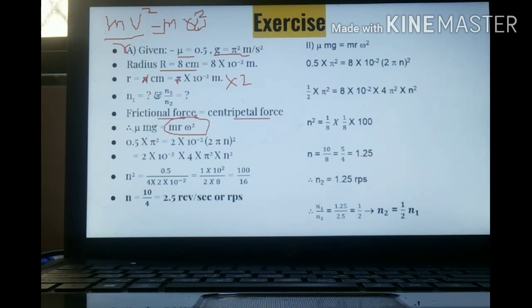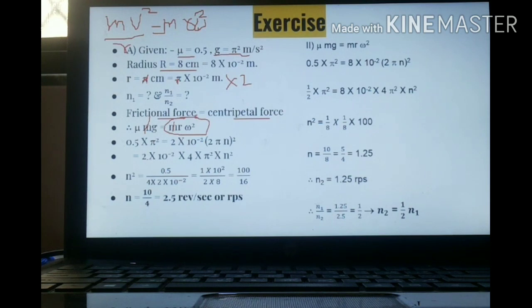Okay. Over here you will see m and m will get cancelled. Mu's value is 0.5. g's value they have asked us to take as pi square. r is 2 into 10 raised to minus 2. In place of omega square, what have we taken? 2 pi n whole square. After squaring, the 2 becomes 4, so 4 pi square n square. We have to find the value of n square.